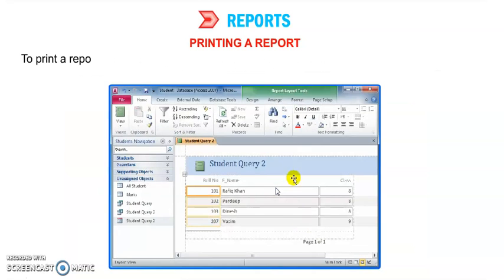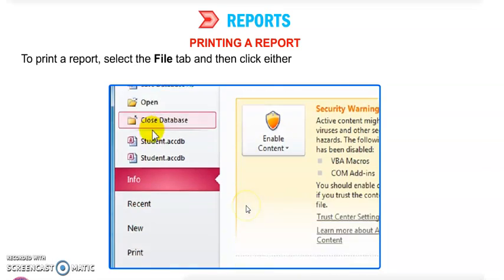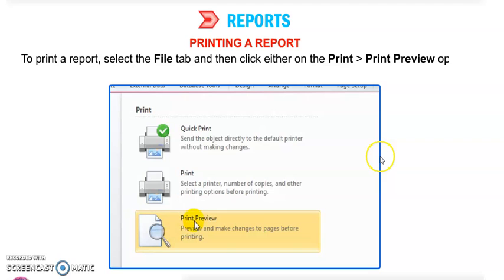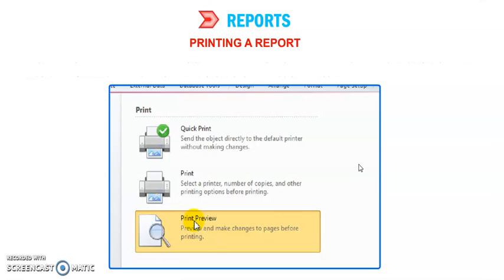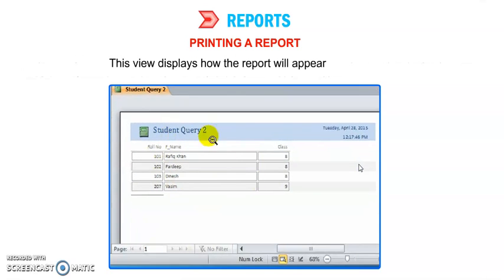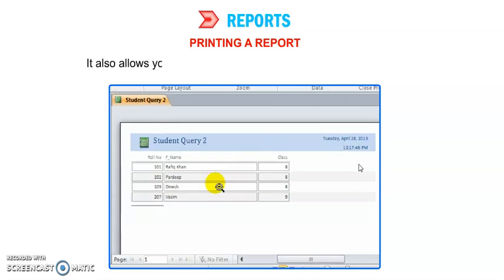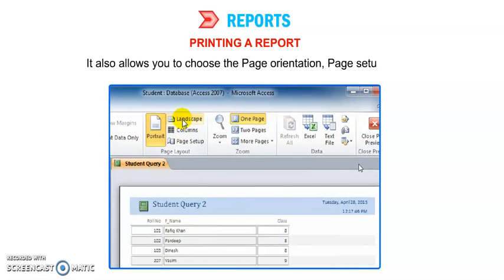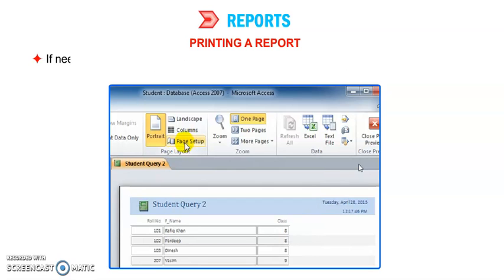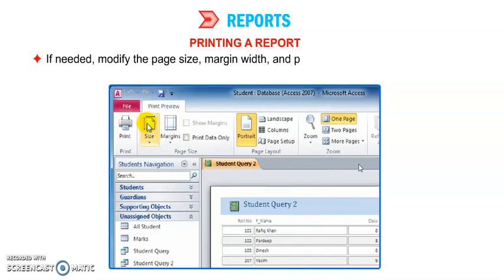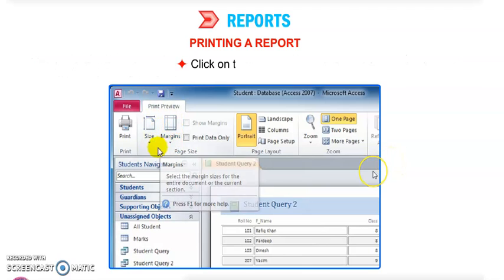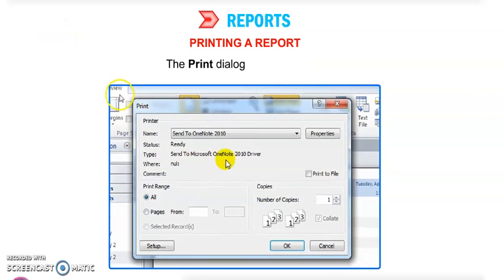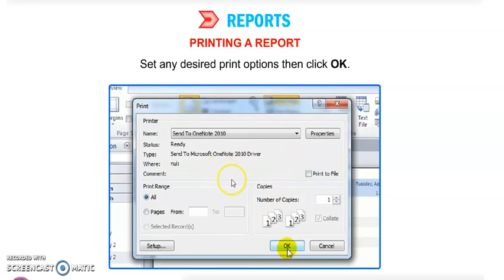Now next, after that we can print our report. To print the report, select the File tab and then click either on the Print Preview option or select the Print Preview button on the Quick Access toolbar. This will display how the report will appear on a page. It also allows you to choose the page orientation, page setup, etc. If needed, modify the page size, margin, width and page orientation using the related commands on the ribbon. Then click on the Print option. A Print dialog box will appear. Set any desired print options, then click on OK.